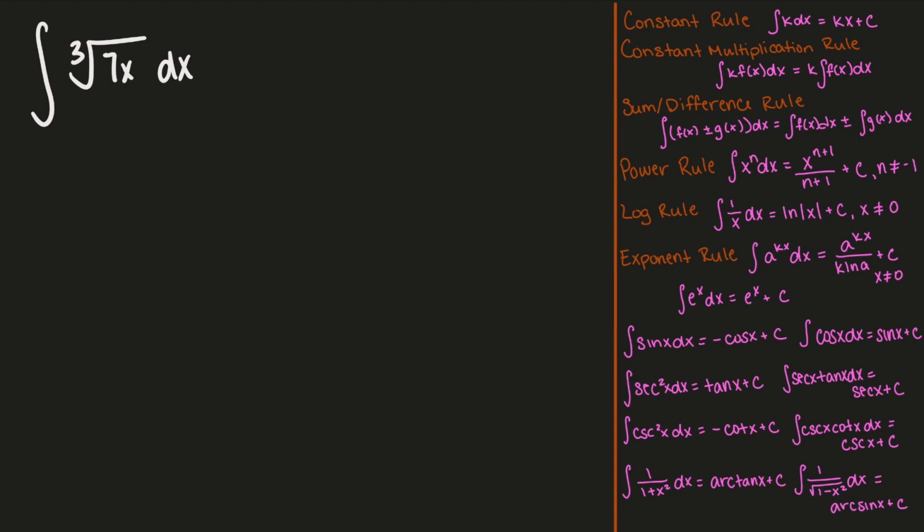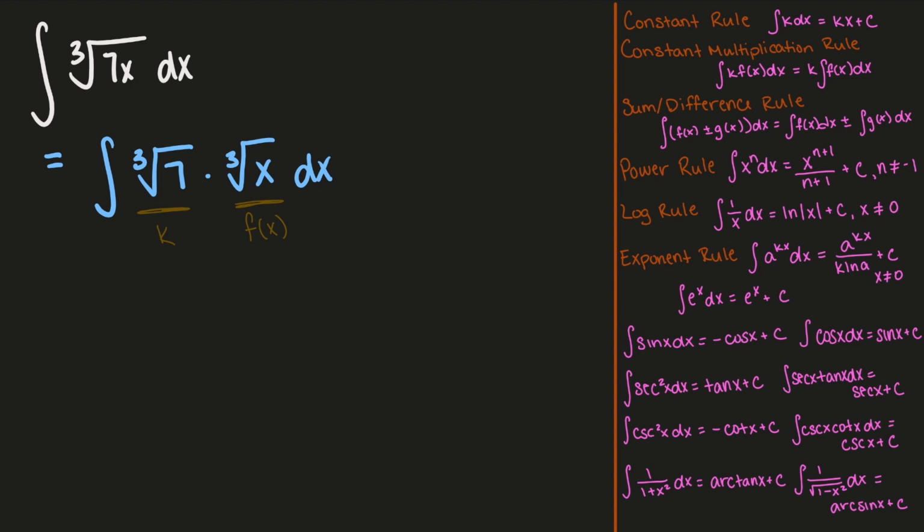Next we have the integral of the cube root of 7x dx. This may not be as obvious at first in terms of how we can break this up. So the first thing we want to do is try and get our x by itself. We want to get just an x term, even if it has an exponent. So we can rewrite this as the integral of the cube root of 7 times the cube root of x dx. And so now we can see that our cube root of 7 becomes our k, or our constant term, and our cube root of x is our f of x term.